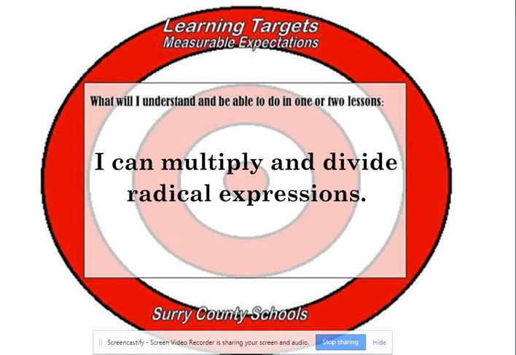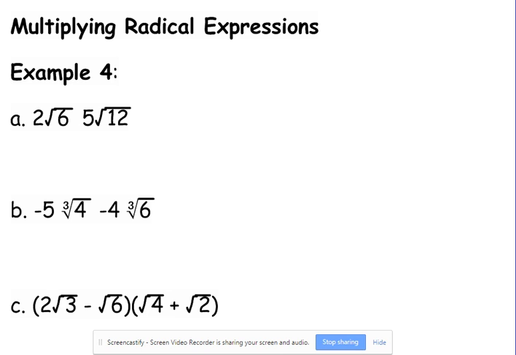Multiplying and dividing radical expressions. I'm doing rationals in my other classes. All right, so let's look at this example right here, and there should be a time symbol right there.